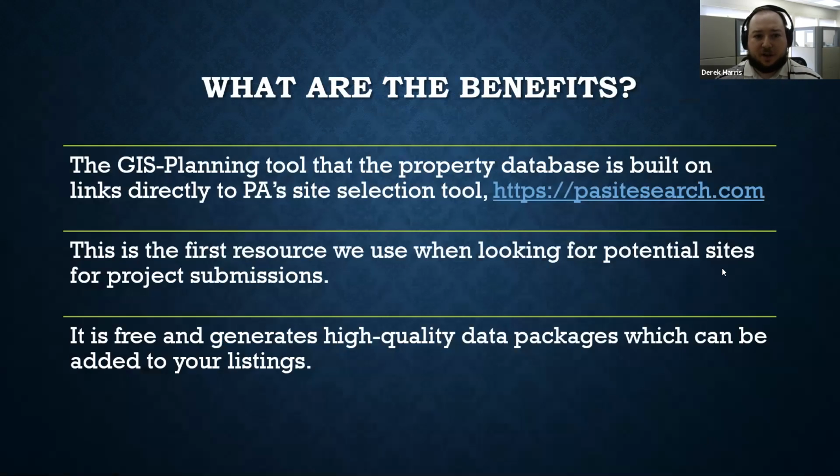So what are the benefits of this? The GIS tool that we use for the property database links directly to Pennsylvania's Governor's Action Team site selection tool at pasitesearch.com. So when the Governor's Action Team gets projects or requests from companies in-state, out-of-state, internationally, this is one of the first places they go to look. If someone says, hey, I want a 100,000 square foot building and is working with the Governor's Action Team, they type it in and it will list all of the 100,000 square foot buildings that are uploaded to this platform across the entire state. So that's one of the reasons we use this platform. It gets us access to those large searches.